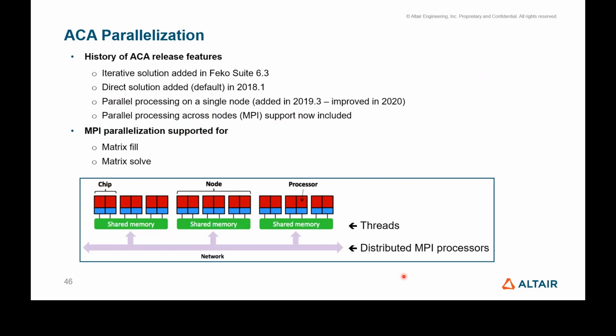The other one, I won't spend a lot of time on it, is ACA, which is adaptive cross approximation. We have had this method for a very long time in Feko, almost since version 6.3. But what changed recently is that this is now parallelized not only on the same node, but also across the nodes on a cluster, so you can use it more efficiently if you are using it on HPC.